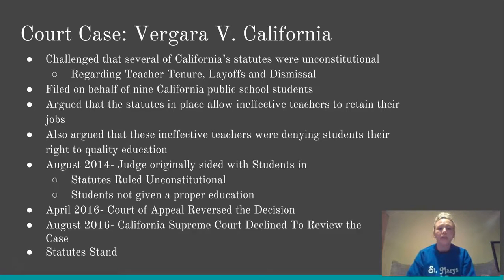They argued that the statutes in place allowed ineffective teachers to retain their jobs, and they also argued that ineffective teachers were denying students their right to a quality education. So in August of 2014, the judge originally sided with students, stating that yes, these teachers were not offering the best education to these students, and that the school districts were just keeping teachers on even though they were not offering the best education to their students. But in April of 2016, the Court of Appeal reversed the decision, siding with the statutes. And then in August 2016, the California Supreme Court declined to review the case, and the statutes still stand.